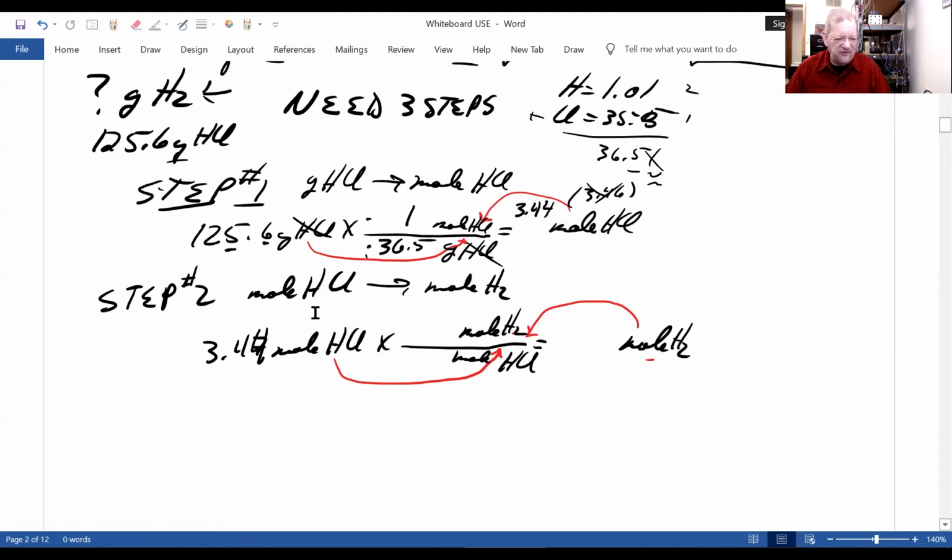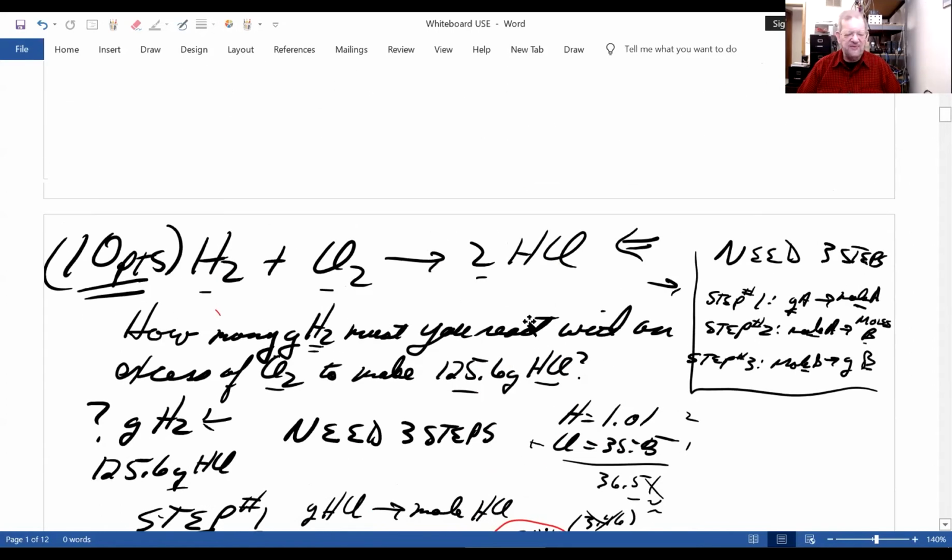Now, we're going moles of HCl to moles of hydrogen. Whatever we're trying to get to goes on top. Whatever units we're trying to get to goes underneath. Where do we get a ratio of moles of hydrogen to moles of HCl? You come up to the balanced chemical equation. And what this tells me, coefficient is 1. 1 mole of hydrogen makes 2 moles of HCl.